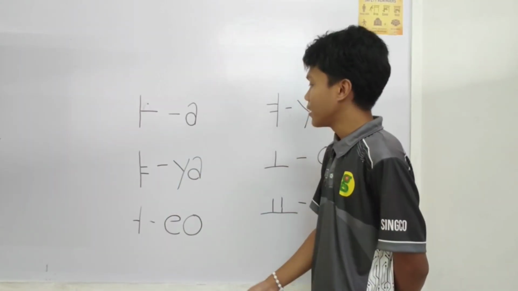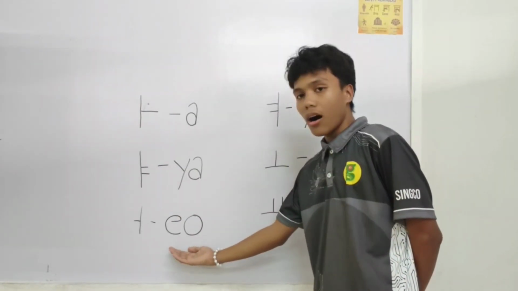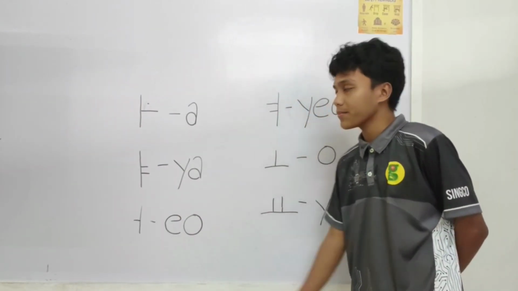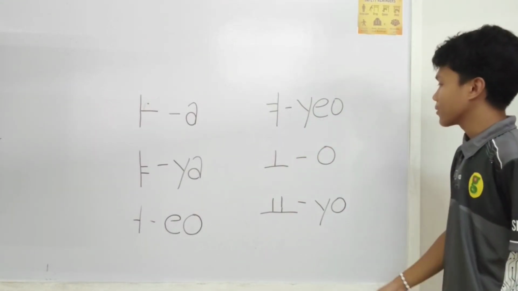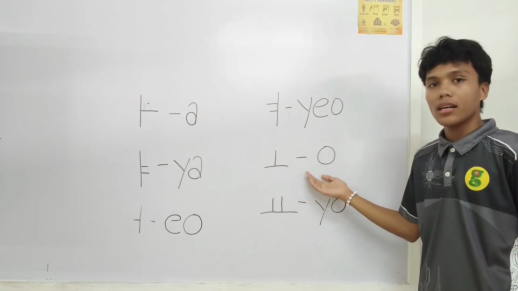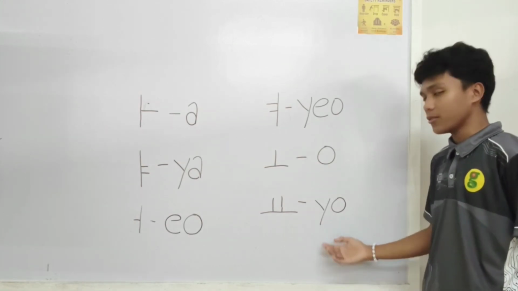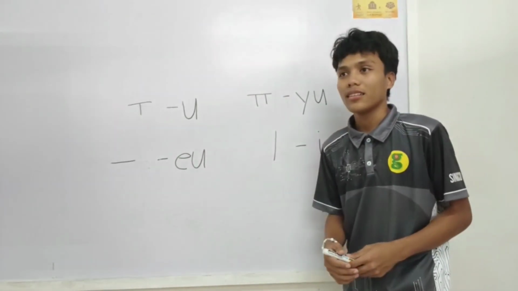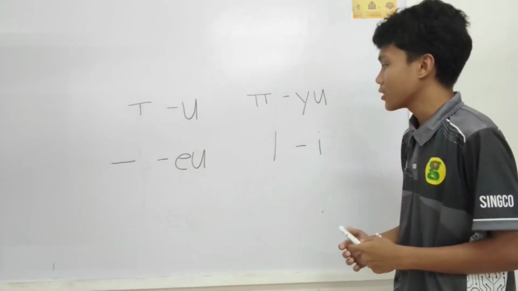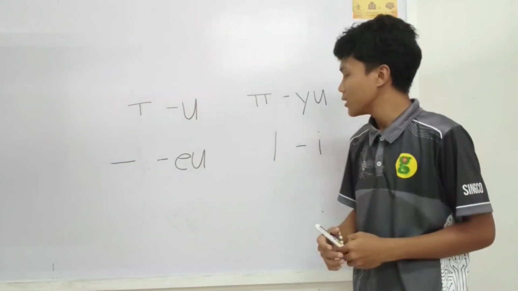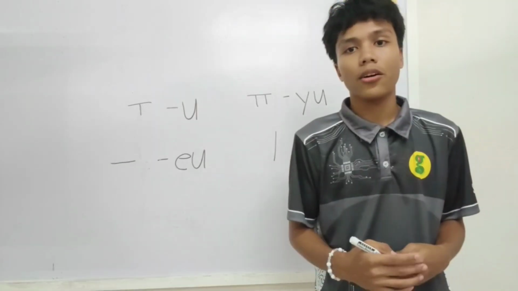A as in father. Ya as in yard. O as in up. Yo as in young. O as in home. Yo as in yo-yo. U as in moon. U as in universe. U as in pool. E as in me. So these are the 10 basic vowels.